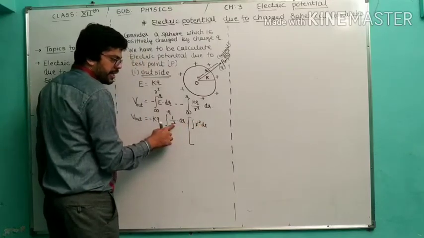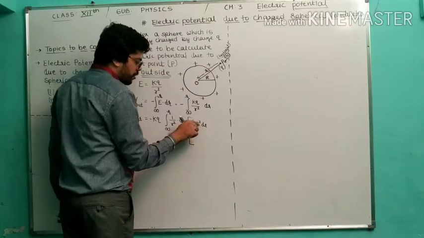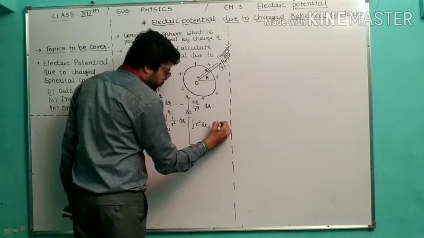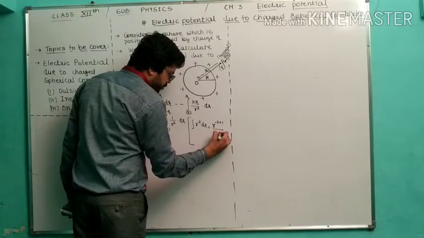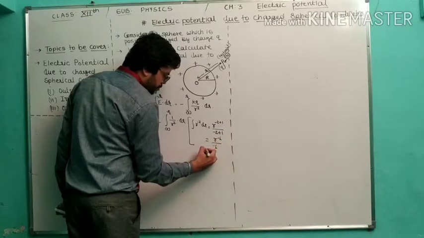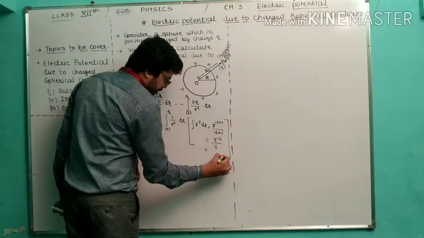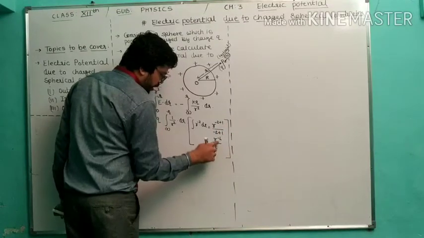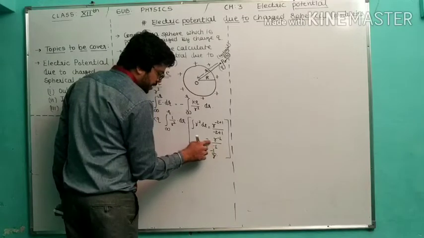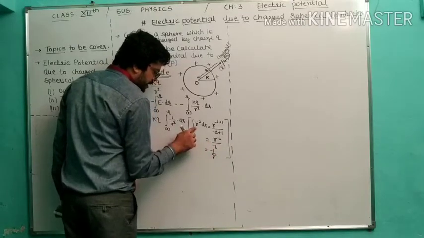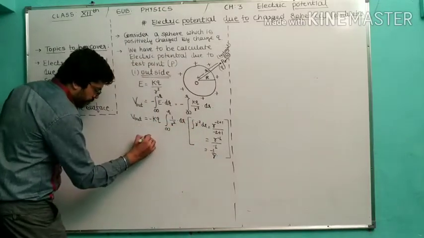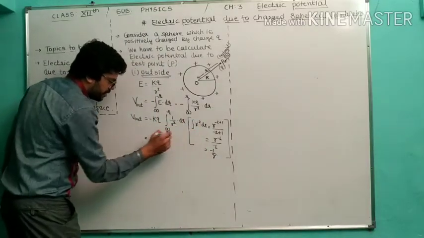The power 2 is in the denominator, so it will come in the numerator: r to the power minus 2 dr. As you know, the formula is r to the power minus 2 plus 1, divided by minus 2 plus 1. So this is r to the power minus 1 divided by minus 1, that is 1 upon r, and the minus 1 makes it a plus. The minus remains, so negative 1 by r is the integration of r to the power minus 2 dr.